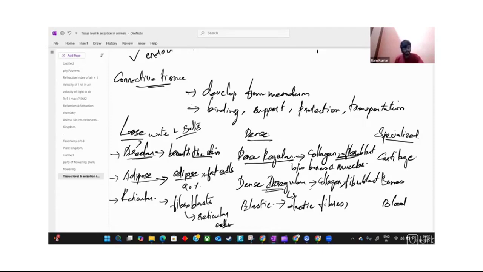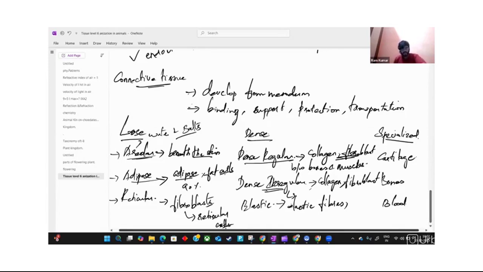Third one is reticular tissue, which resembles areolar tissue, but the matrix is filled with fibroblasts. That's why these fibroblasts are called reticular cells.